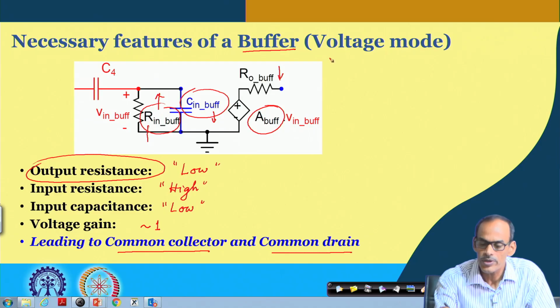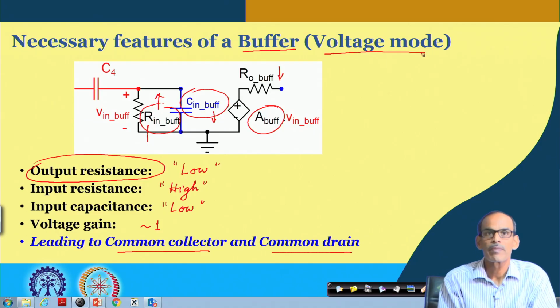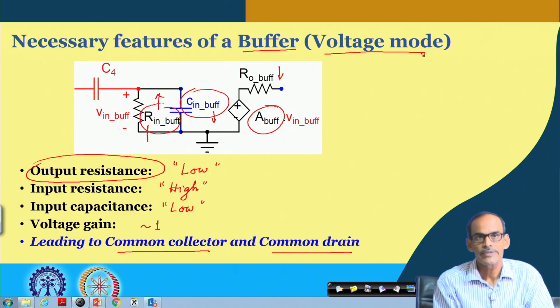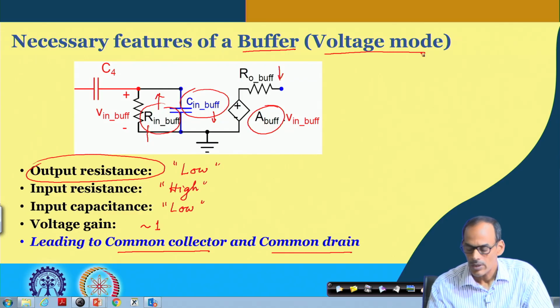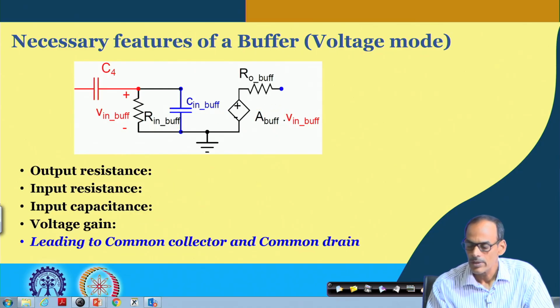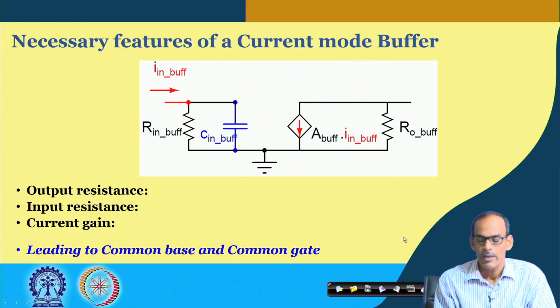Now, so far we are talking about voltage mode. Similar kinds of things we may experience whenever we are dealing with current mode amplifiers, namely cascading current mode amplifiers. And for that buffer, of course, we will require complementary kinds of features. So, what kind of circuit and what kind of features are needed, let us see in the next slide.